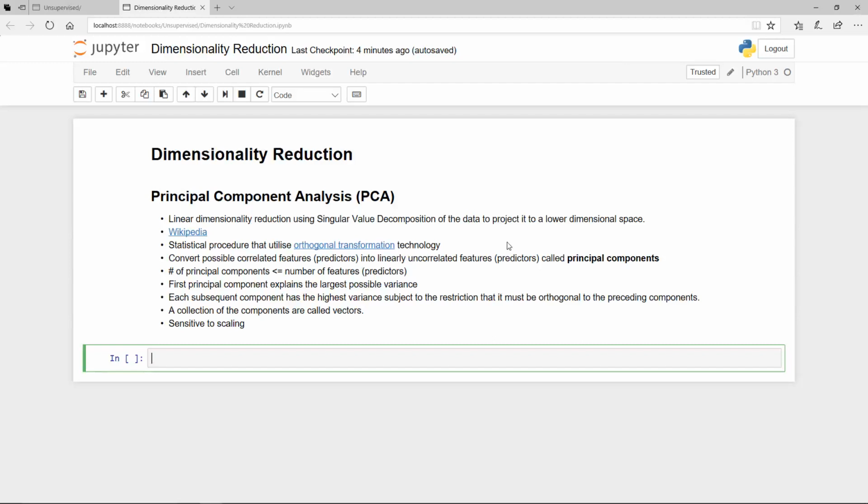Typically, the first principal component explains the largest possible variance, so it will have the greatest contribution to the variability or the variance of the underlying data. Each subsequent component has the highest variance, subject to the restriction that it must be orthogonal to the preceding components. Now, orthogonal is a very intimidating word. I guess the other way to look at it is when you go back to your high school math, think a little bit about Pythagoras' theorem, remember that the triangle must be a right angle.